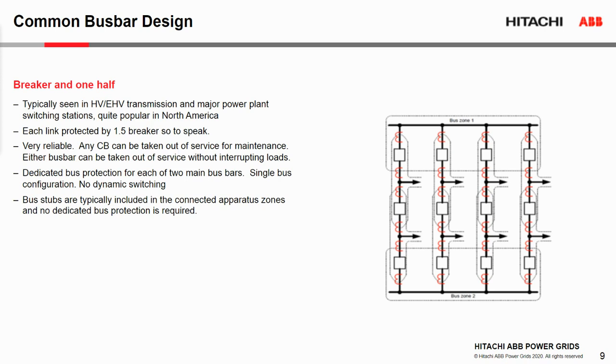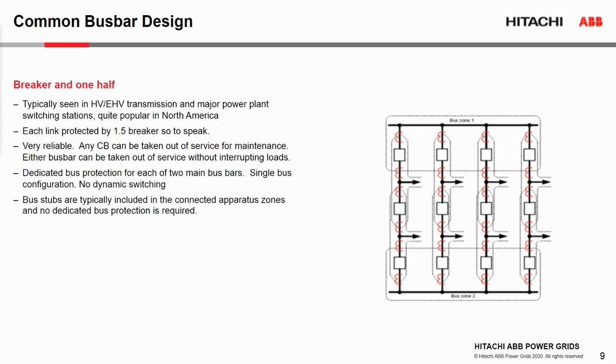The advantage of this is reliability. Any circuit breaker or any bus stop can be taken out of service for maintenance without interrupting any load. Dedicated bus protection is required for each of the two main buses, and it can be achieved by using a single bus protection IED with two differential zones, or with two separate physical devices.